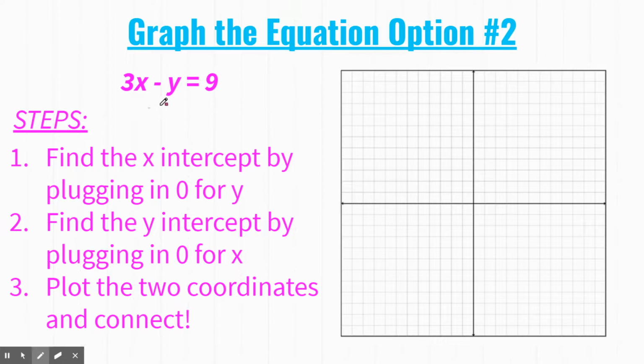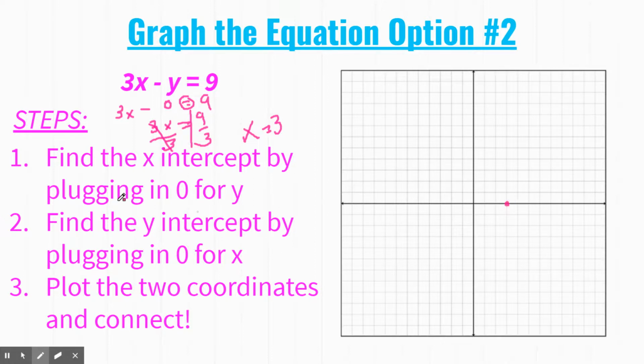To do that, you plug a 0 in here, and you would do 3x minus 0 equals 9. Center of my equation is my equal sign. 3x minus 0 is 3x equals 9. Now I'm going to solve for x by dividing by 3. 9 divided by 3 is 3. So we know that it crosses the x-axis at 3 here.